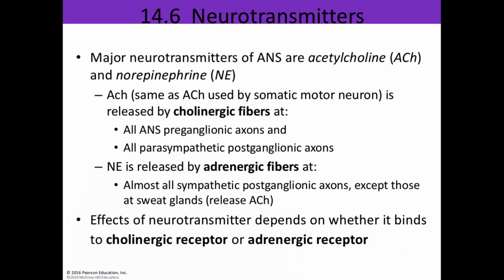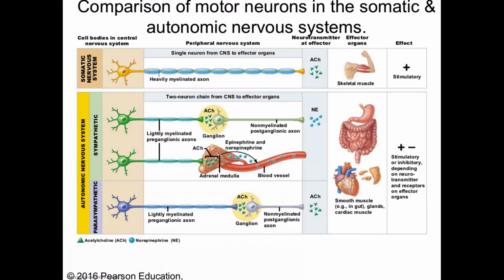Norepinephrine, class, is released by our adrenergic fibers at almost all sympathetic post-ganglionic axons except those at sweat glands. Those release acetylcholine, and I just gave you a hint as to why, because those are all going to be innervated by the sympathetic nervous system. Hint, hint. So the effect of the neurotransmitter depends upon whether it binds to either A, a cholinergic receptor, or B, an adrenergic receptor. And that's where we're going now.